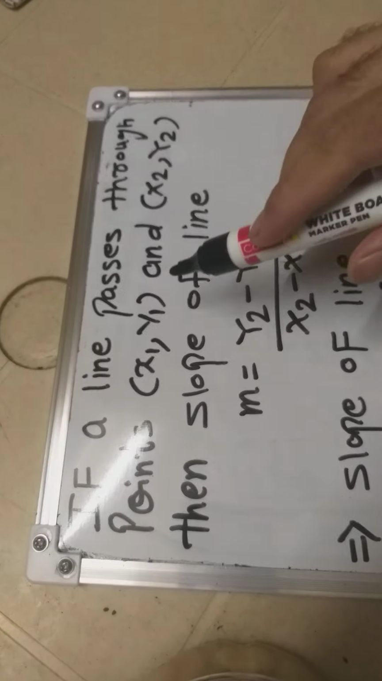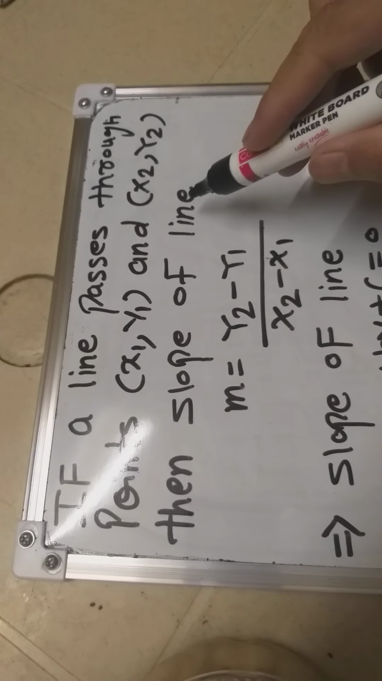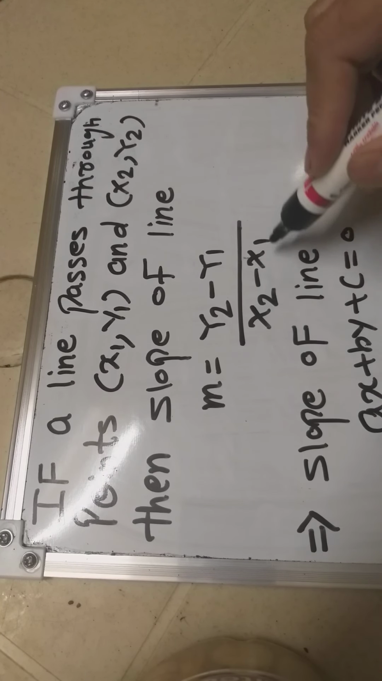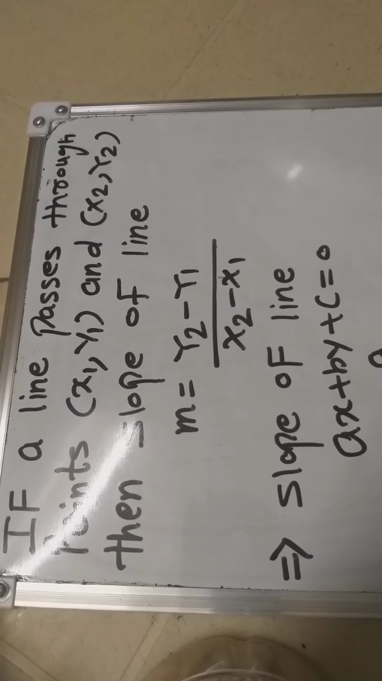If a line passes through 2 points (x1, y1) and (x2, y2), then the slope of this line will be m equals (y2 minus y1) divided by (x2 minus x1). With the help of this formula, you will find the slope.